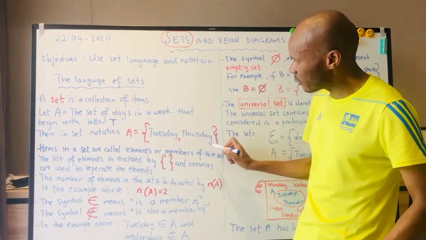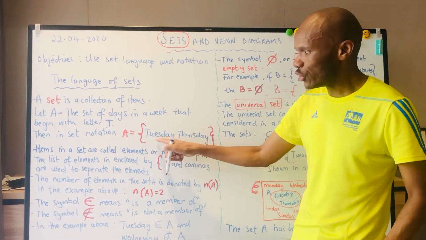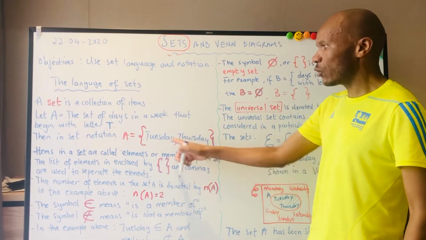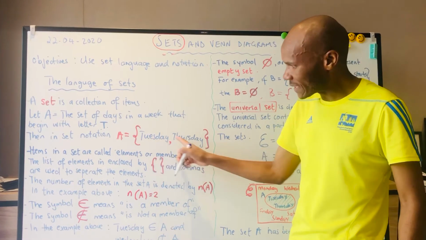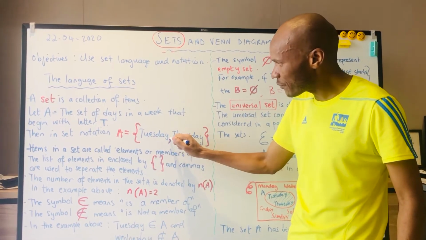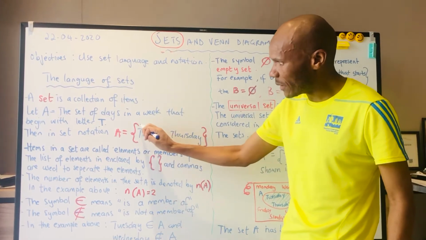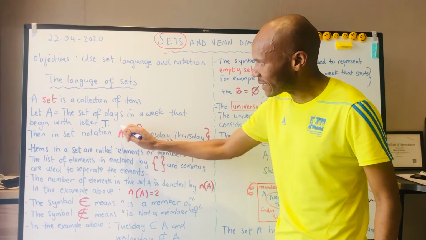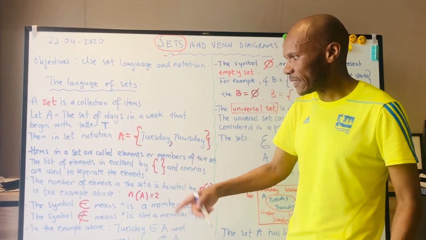And this is a curly bracket. So you have a curly bracket and you list your items, and these items are called members, or they are called elements. These are elements, and you divide them with a comma, and you group them with curly brackets, and then that is set A. That could be B, that could be C, that could be D.